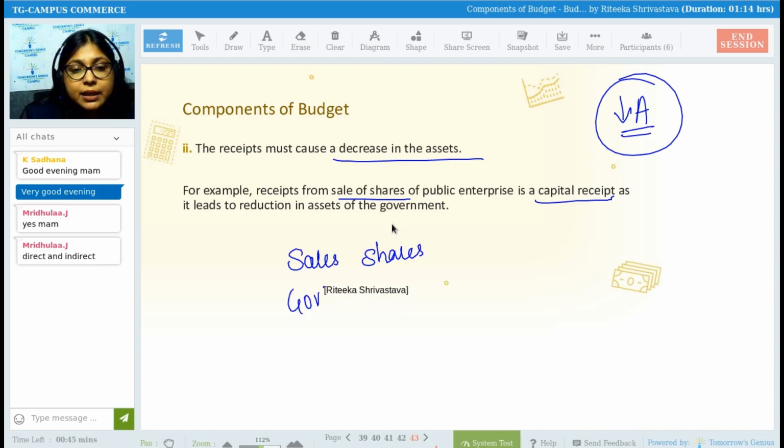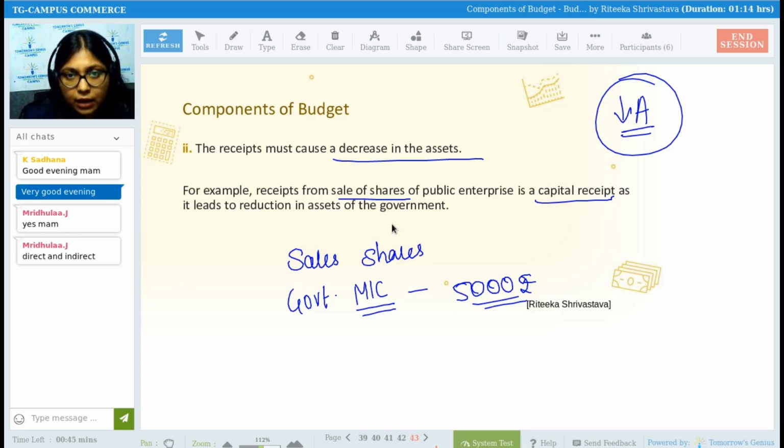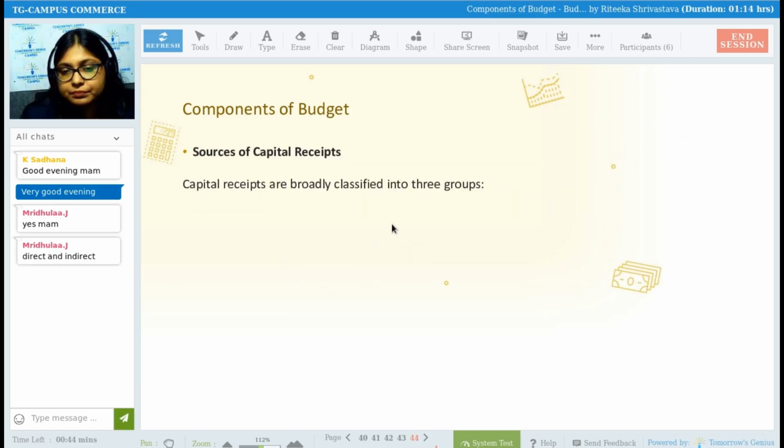Same way, suppose there was one machinery which belonged to the government. This machinery is also an asset. The government is selling this machinery for, say, 5,000 rupees. Although this 5,000 rupees is coming into the government's hand, it is reducing the asset. What we had said is that anything which reduces the asset of the government is going to come under capital receipt. So selling of shares or selling of machinery will be part of capital receipt because it is reducing the assets of the government.